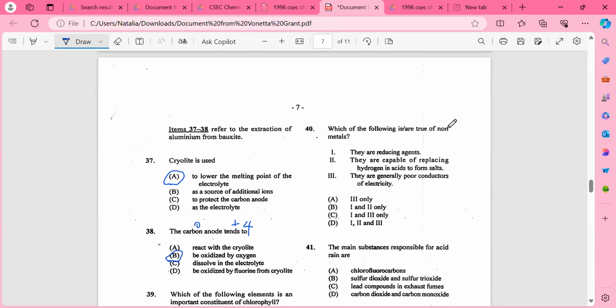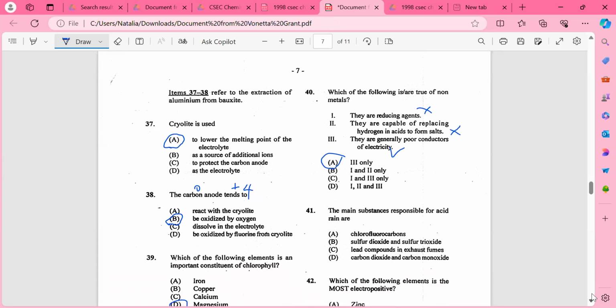Which of the following is or are true of non-metals? Non-metals are reducing agents. That's not true. Metals are reducing agents. They are capable of replacing hydrogen. That's not true. Metals replace hydrogen. They're generally poor conductors of electricity. This is true. So the answer is 3 only. So it's A.